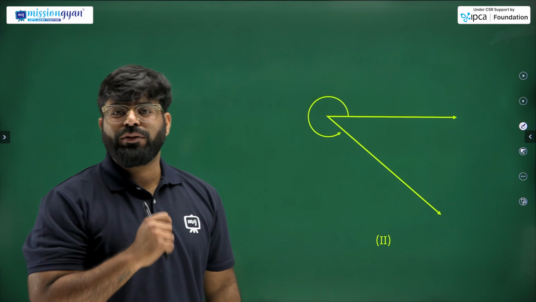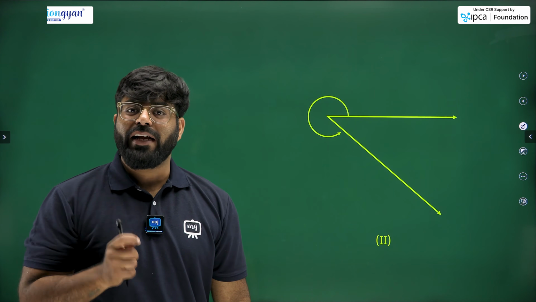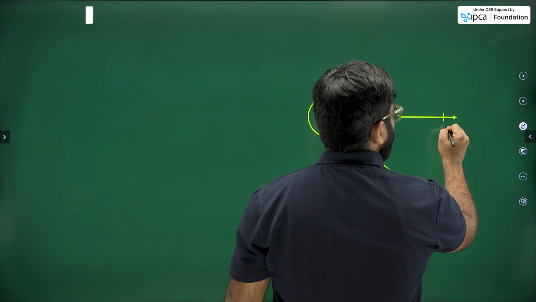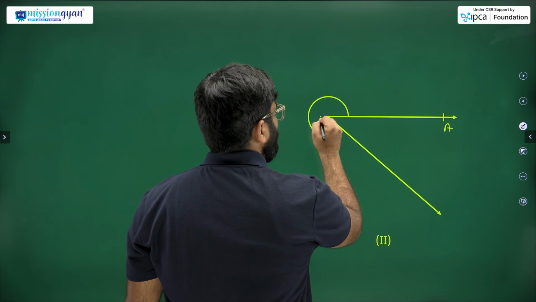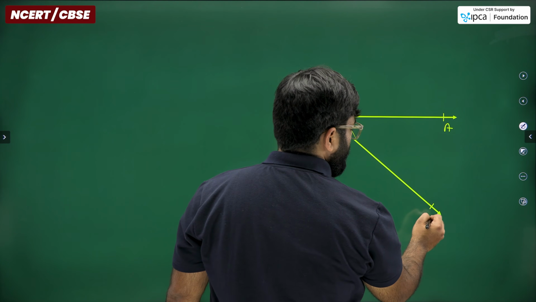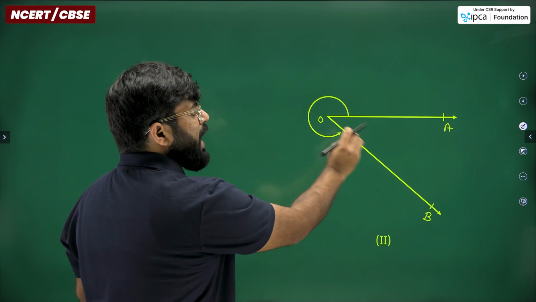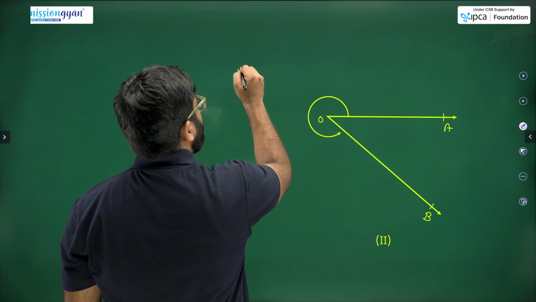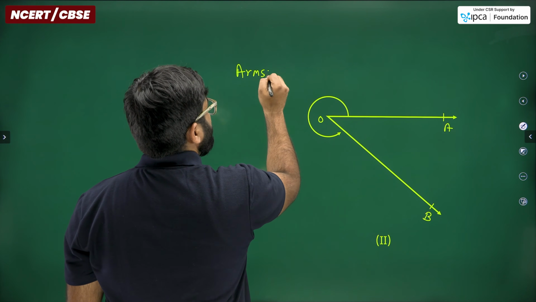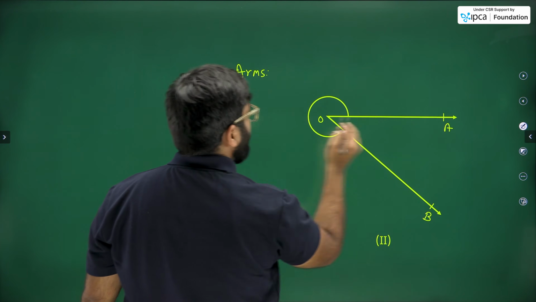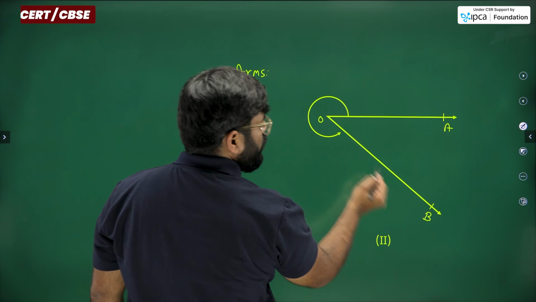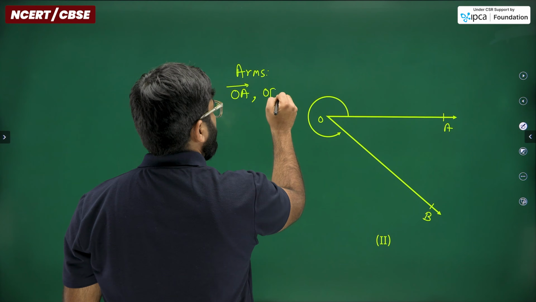Now, in this question, we have to find the vertex and the arms of the angle. So let's give it a name. We will write it A, O and B. Understood? So we have to tell which are the arms here and which is the vertex here. So let's find. Here we have the arms, that is OA. Yes or no? So OA is one arm and OB is another arm.